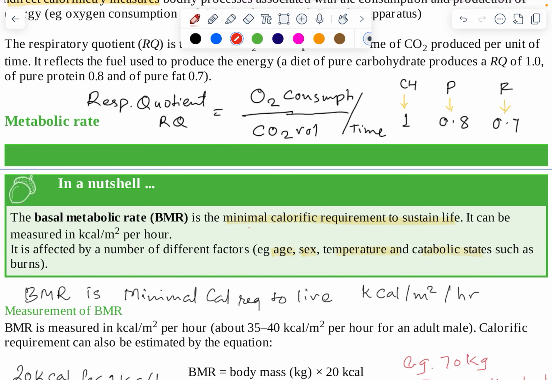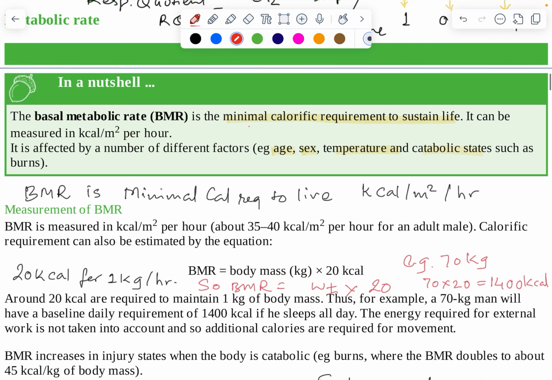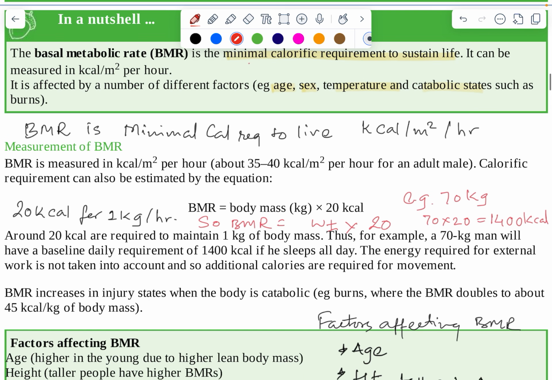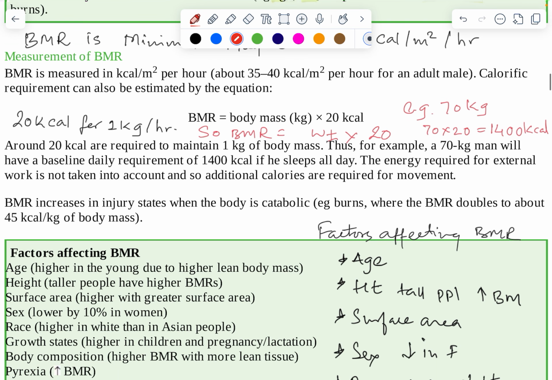Basal metabolic rate is the minimum calorie requirement to sustain life. BMR is measured in kilocalories per meter square per hour. The energy requirement is about 35 to 40 kilocalories per meter square per hour for an adult male. Calorie requirement can also be estimated by the equation of 20 kilocalories per kg per hour, so BMR equals weight times 20. Around 20 kcal is required to maintain 1 kg of body weight. Thus, for example, a 70 kg person will require a baseline of about 1400 kilocalories. The energy required for external work is not included.